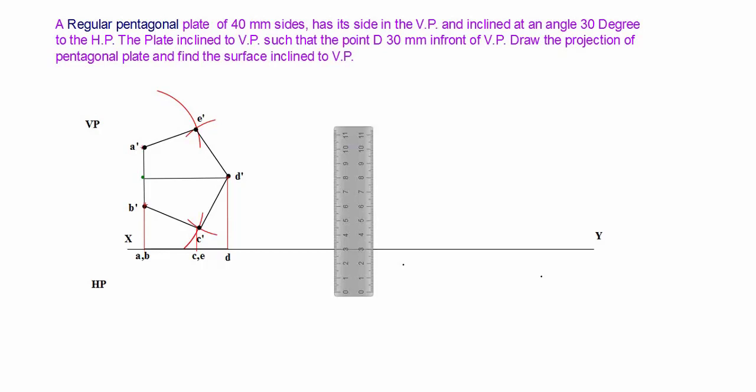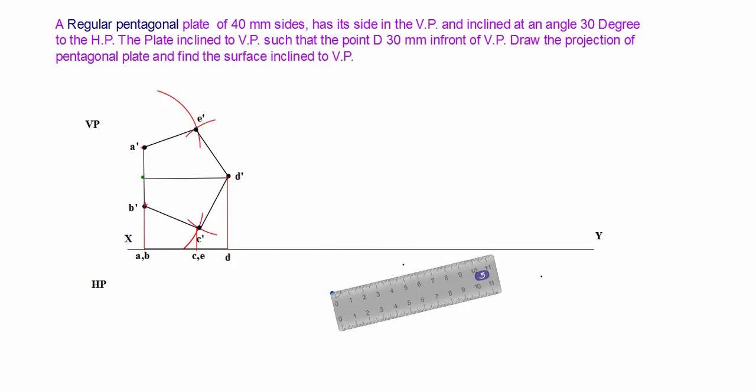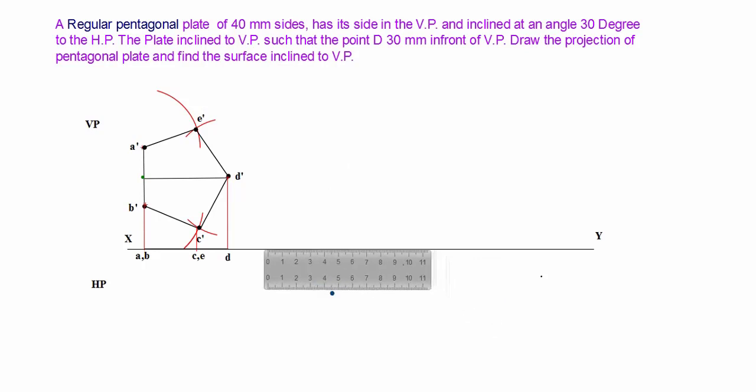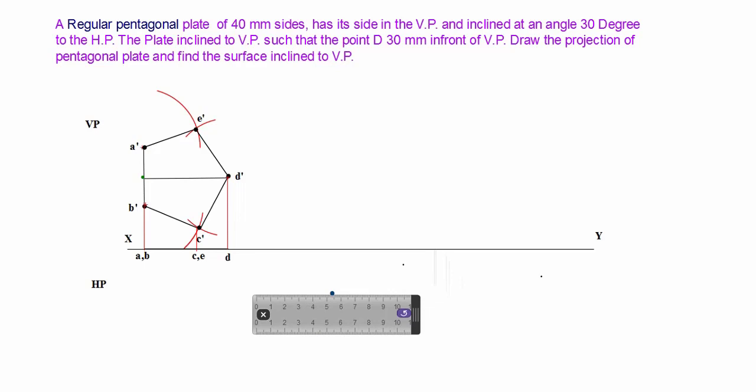So for that, first we mark the point 30 mm from XY line. From this point we draw the line parallel to XY, and we take the marking of one more point. The plan of AB side, which is resting on VP, its top view is always on XY line. So here we mark our A and B.